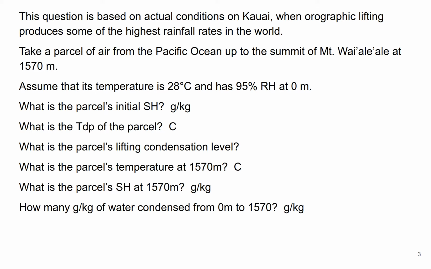So what are we going to do? We're going to take a parcel of air from the Pacific Ocean at sea level to the summit of Mount Waialeale at 1,570 meters, which is 1.57 kilometers. Assume its temperature is 28 Celsius and has 98% relative humidity. And we're going to answer a bunch of questions.